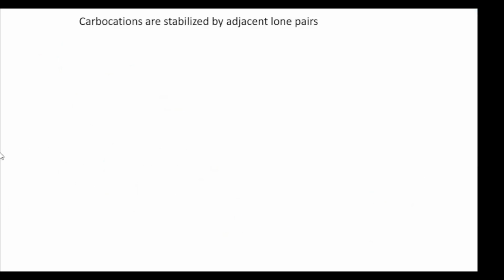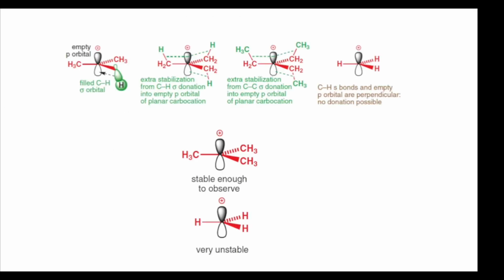Now, carbocations are stabilized by adjacent groups. Before that, I will discuss this point. Why is this tertiary carbocation going to be very stable? You can observe over here, it has a planar shape. Imagine a table. On the table are these three groups, and above the table there is one carbocation. This is the empty orbital.